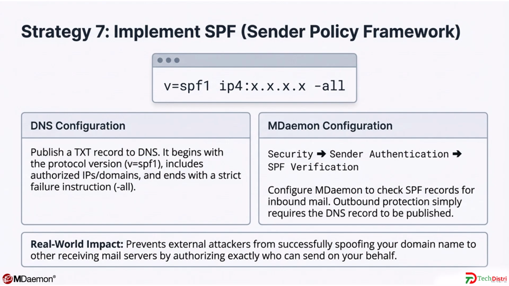SPF stands for Sender Policy Framework. It allows domain owners to specify which servers are authorized to send email on behalf of their domain. SPF is implemented as a DNS TXT record. The record lists approved IP addresses or mail servers. For example, a typical SPF record begins with v=spf1, lists authorized sending hosts, and ends with -all, which indicates a strict failure policy.